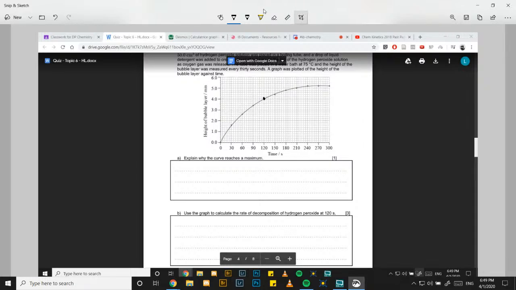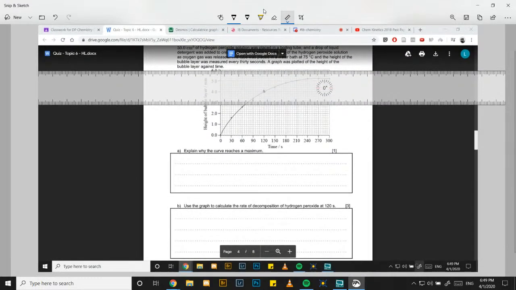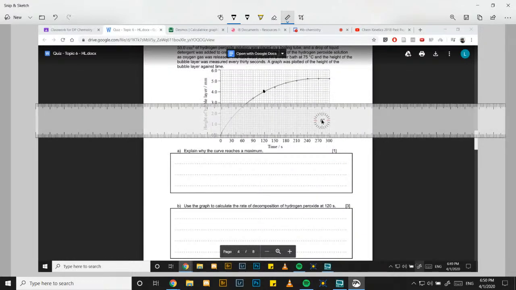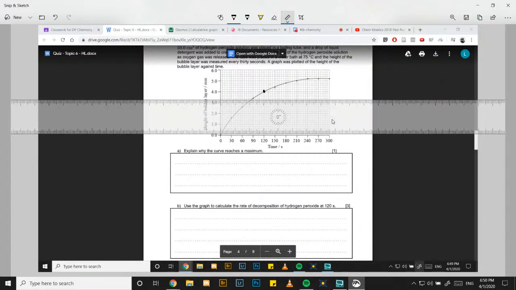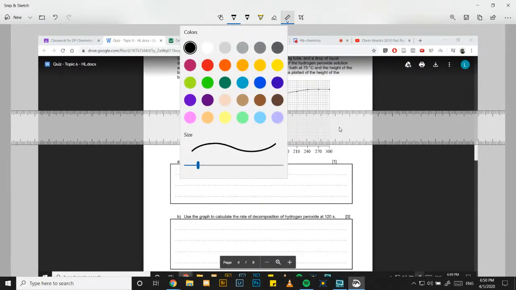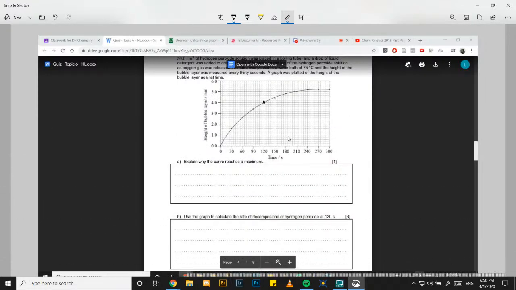Wait, let's see. Actually, I think I have a ruler, but I don't know if I can use a ruler. I don't know how to use this ruler. It's fine. How do I get rid of the ruler now? What is happening? Let's go to the thing. Just get the ruler. Okay.